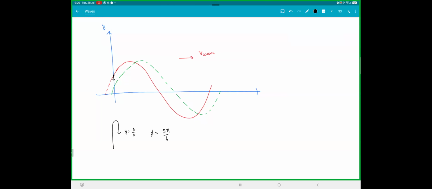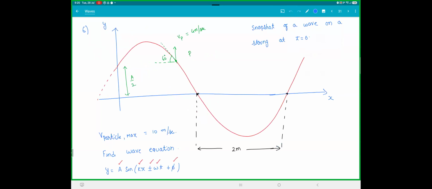Most people in a hurry will put pi by 6 and come. If the wave was going backward, then the wave would have been like this. Then the particle would have been going upward. Did you see? So depending on which way the wave is traveling, the phase angle will change. So be careful, because this is a photograph. In a photograph, you don't know how the wave is going. The wave could be going forward or the wave could be going backward. We don't know that. And based on which side the wave is going, the phase angle does change.